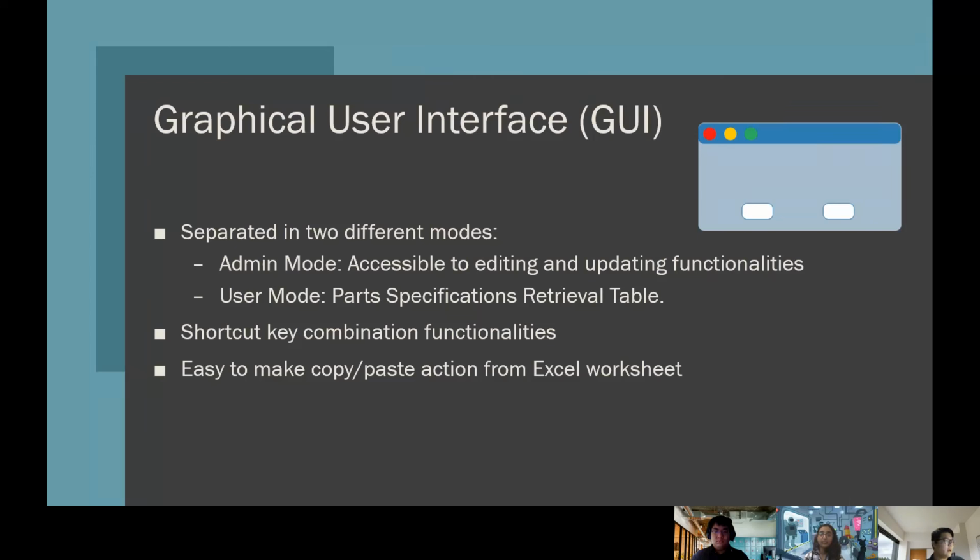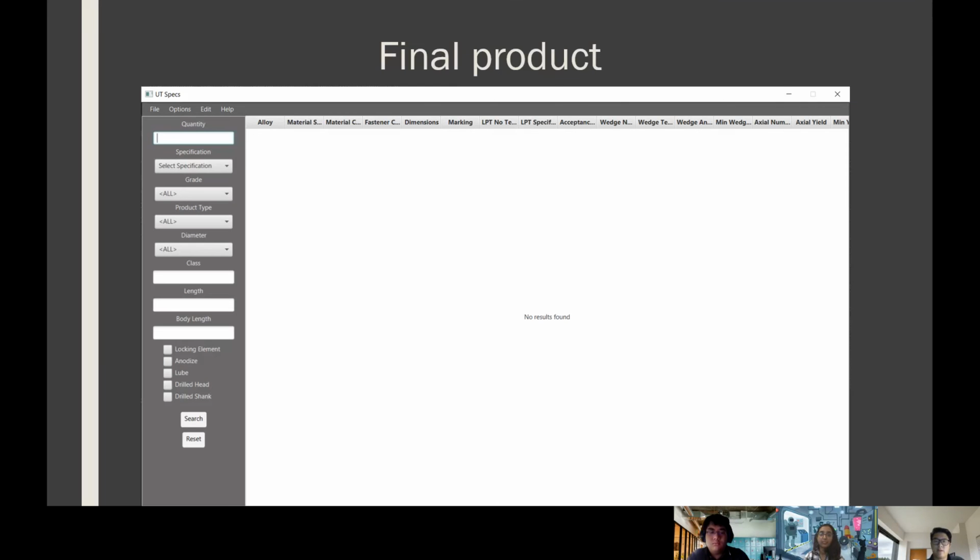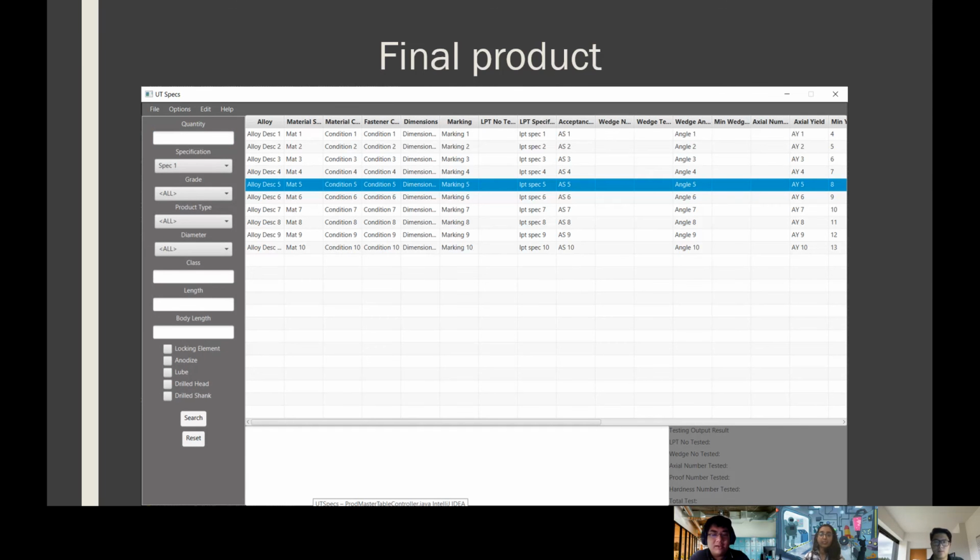Next, we're going to give a brief review of our final product. This is the user mode for the application. On the left, the user can enter data, and then when they're okay with everything, they can filter the data and get a table like this. And if they click on an item in the table, additional information will show up on the bottom.